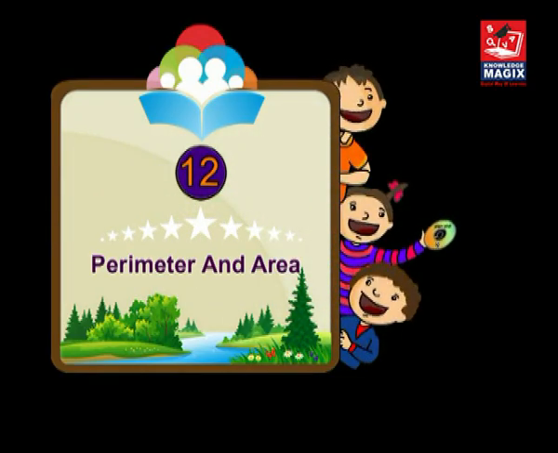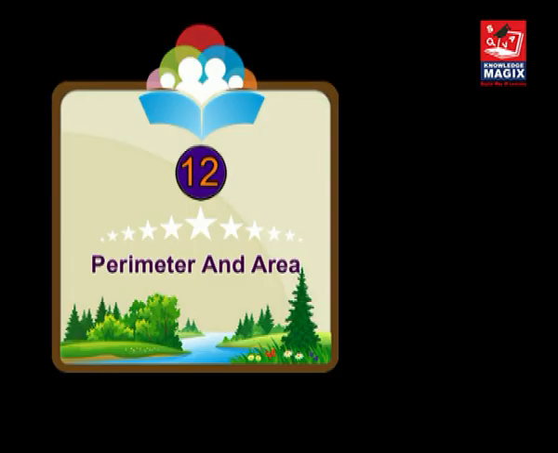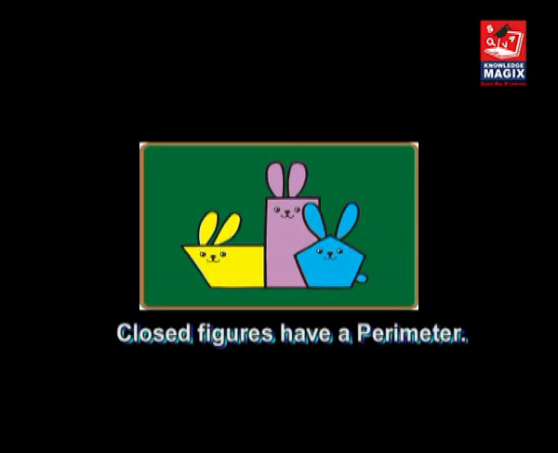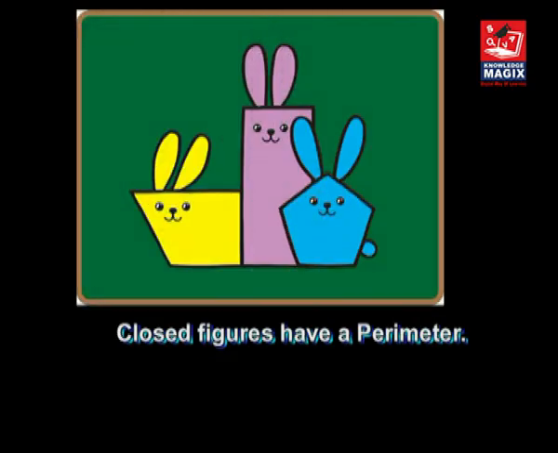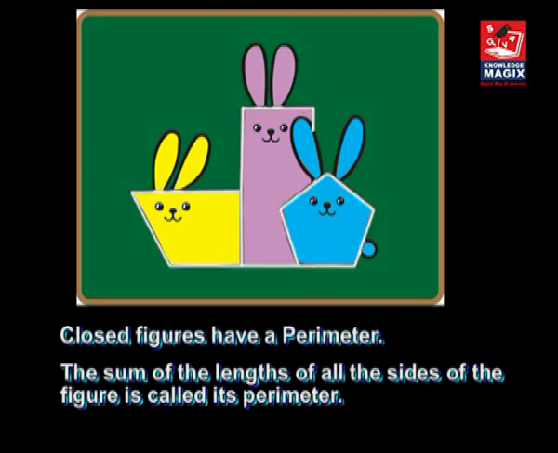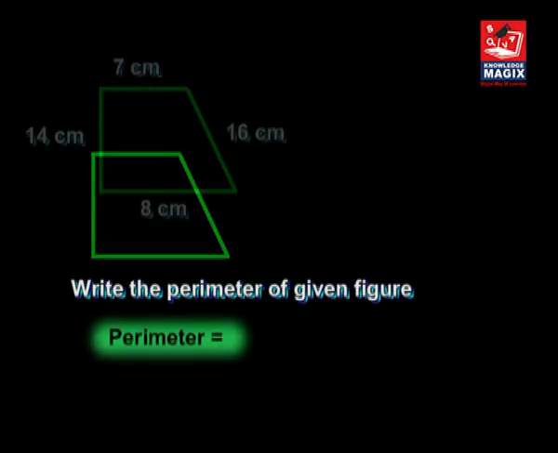Lesson 12. Perimeter and Area. Look here. It is a closed figure. You all know that closed figures have a perimeter. And you also know that the sum of the lengths of all the sides of the figure is called its perimeter. Now write the perimeter of the given figure.